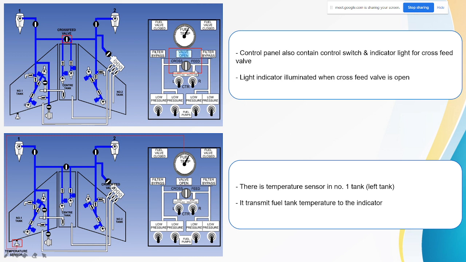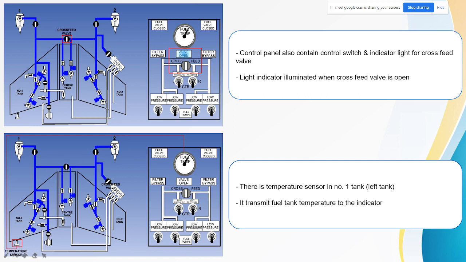Besides that, the control panel also has a control switch and indicator light for the crossfeed valve here. The light indicator will be turned on when the crossfeed valve is open. So it should be horizontal here, then the light will be turned on. And also in the system there is a temperature sensor installed in the number 1 tank here. It will detect the temperature and transmit to the indicator for the pilot to see the fuel temperature.